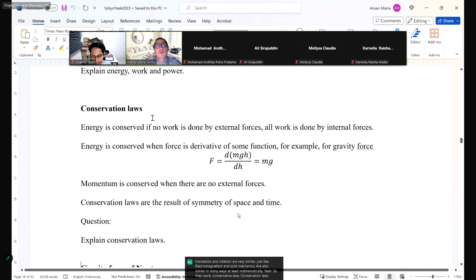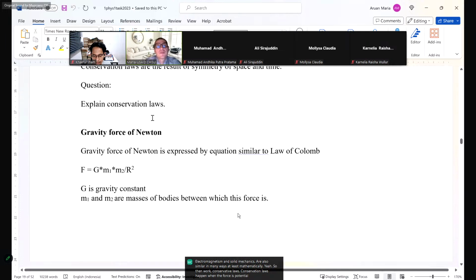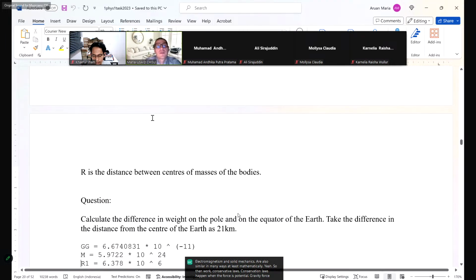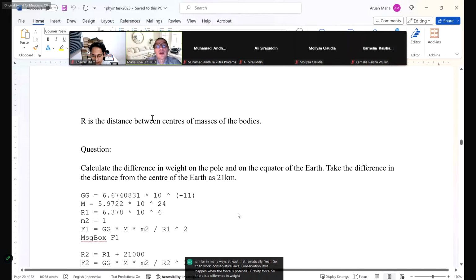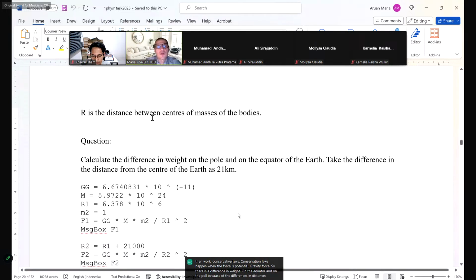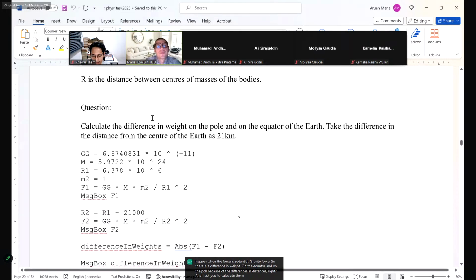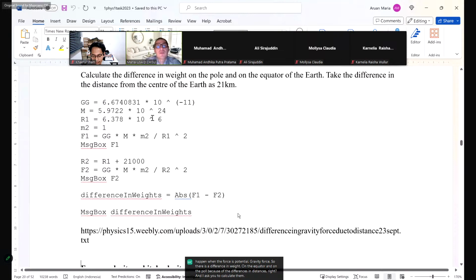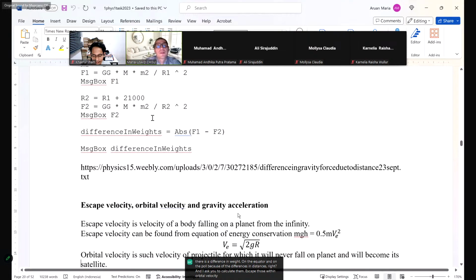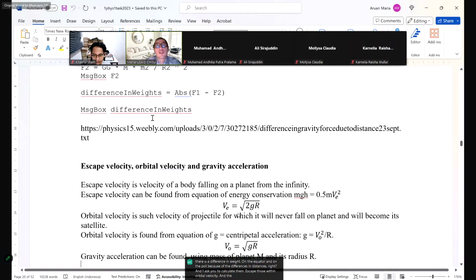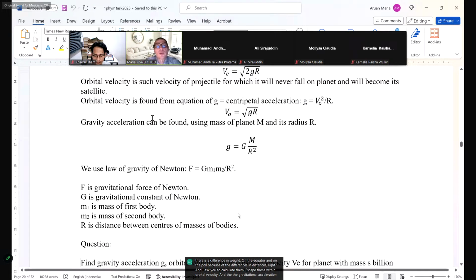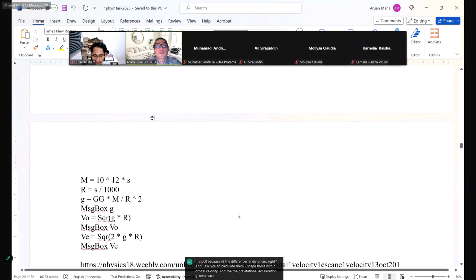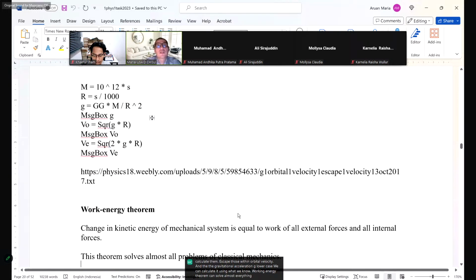happen when the force is potential, gravity force. So there is a difference in weight on the equator and on the pole because of the differences in distances, right? And I ask you to calculate that. Escape velocity and orbital velocity, and the gravitational acceleration g, lowercase. We can calculate it using what we know. Work energy theorem can solve almost everything in classical physics.